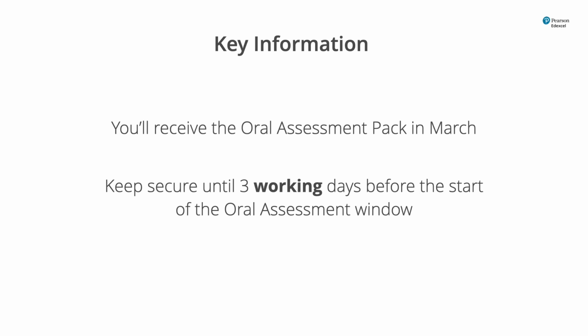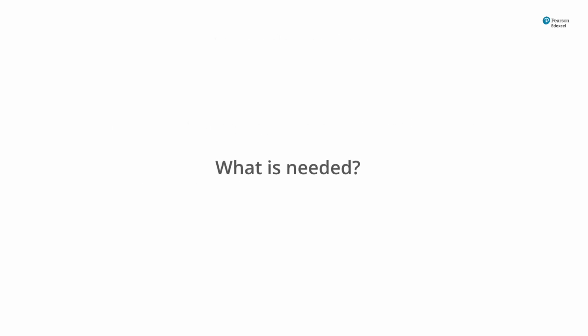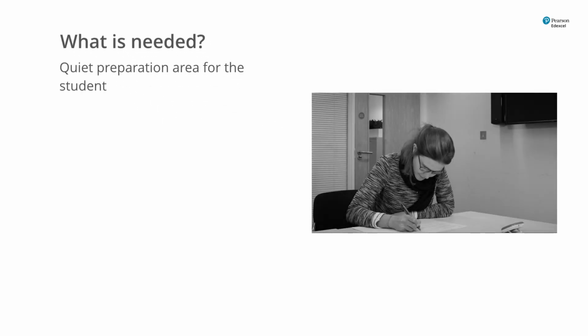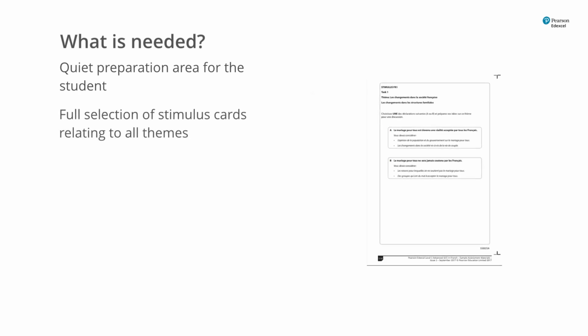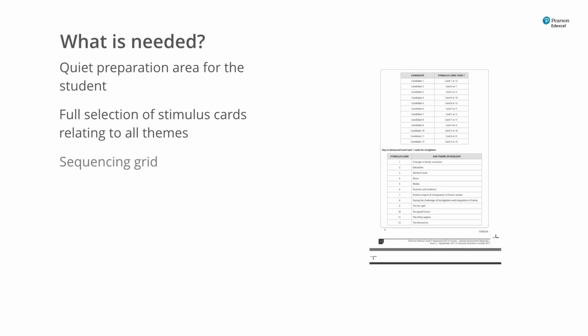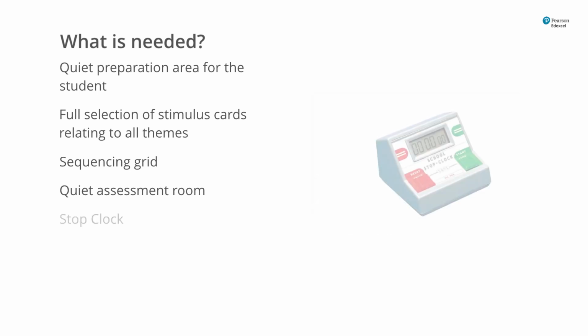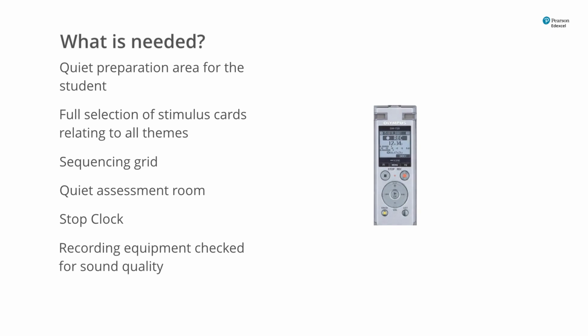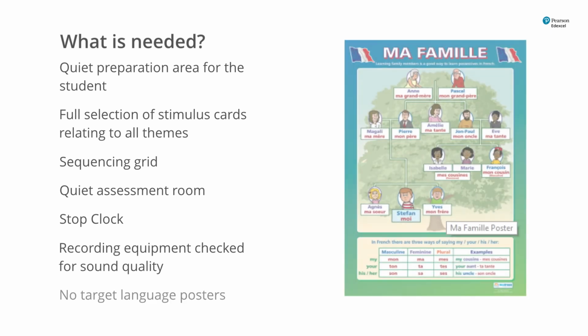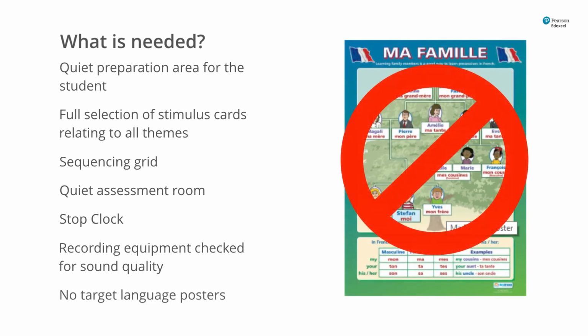Let's consider the necessary components to start the exam. What is needed? You will need the preparation area near to the testing room for the candidate, the full selection of stimulus cards relating to all themes for Task 1, sequencing grid, a quiet testing room, stop clock, and recording equipment which has been checked for sound. The preparation room and the testing room should be devoid of any material in a target language such as posters.